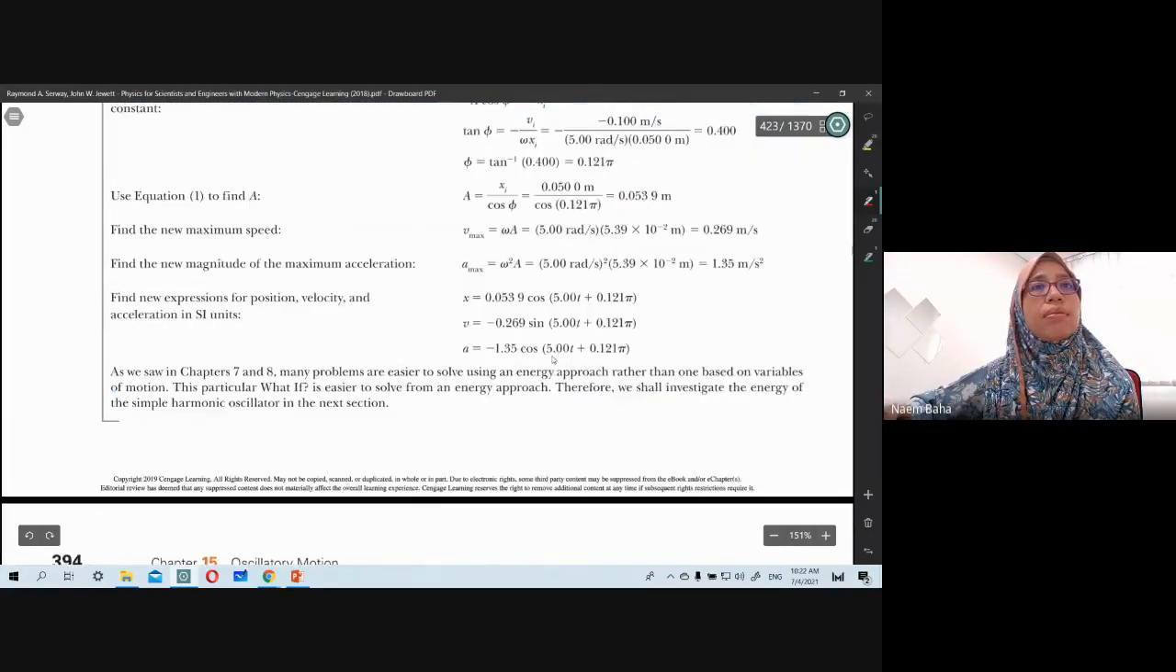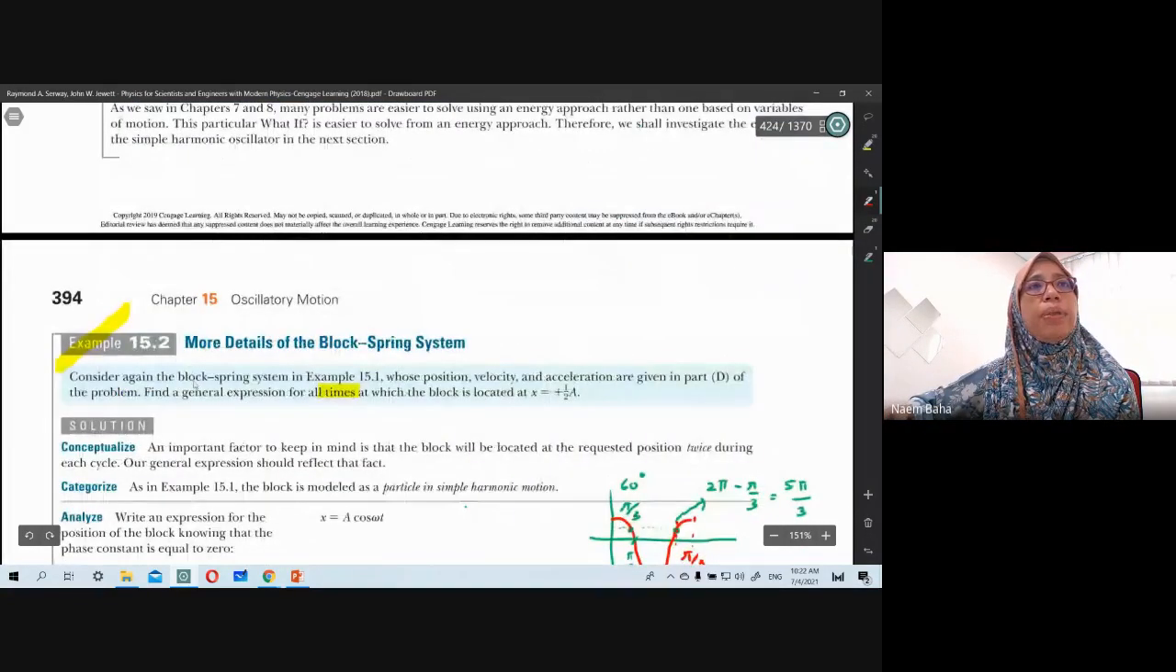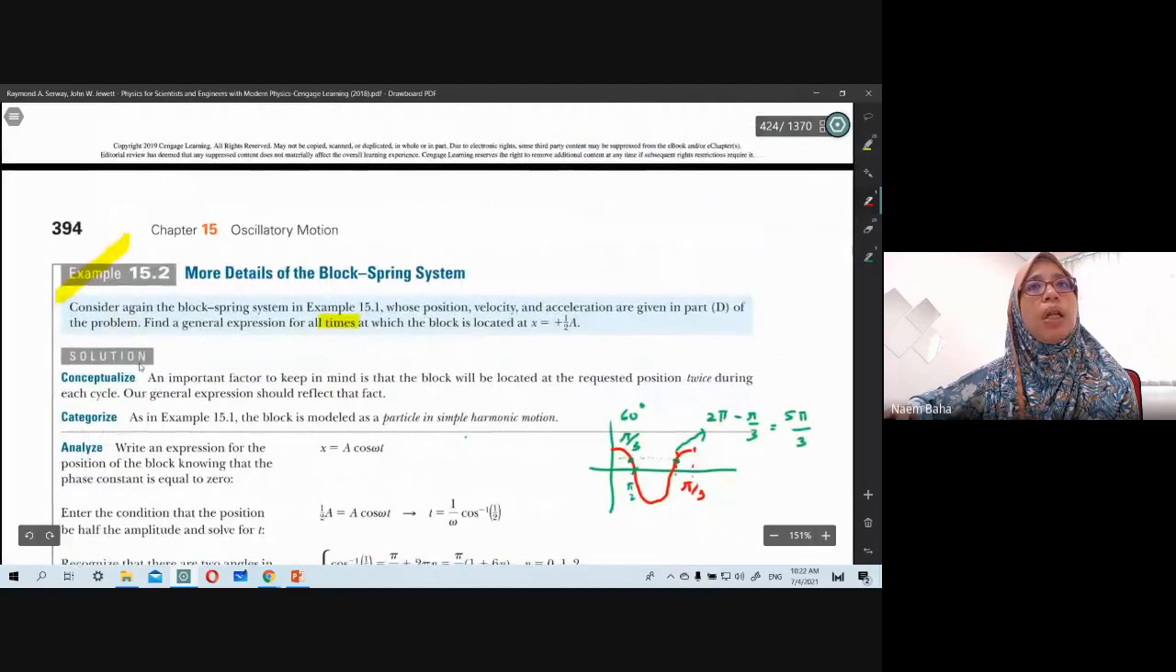Right, let's look at example 15.2. Now this time around is more detailed. Consider again the same block as an example, where position, velocity, and acceleration are given in part D of the problem. Find a general expression for all times at which the block is located at x equals half A.